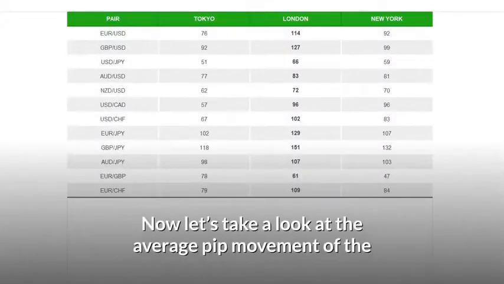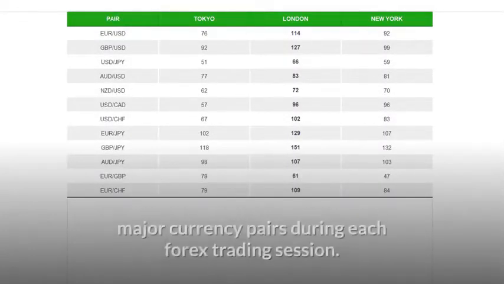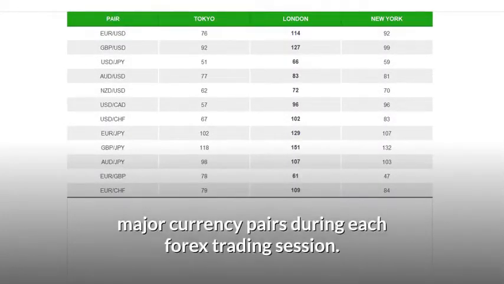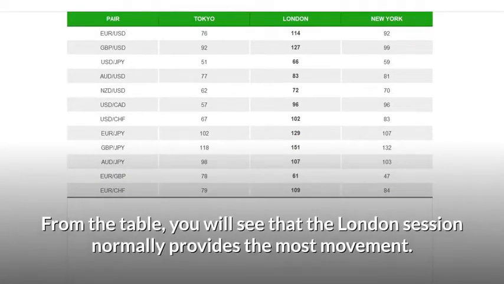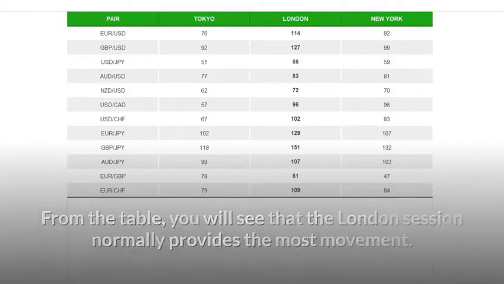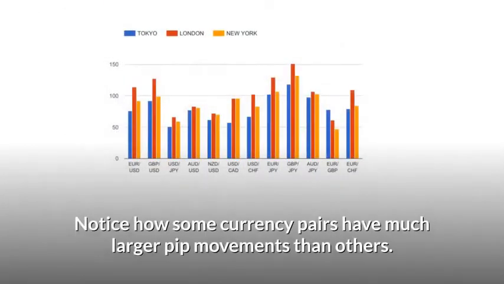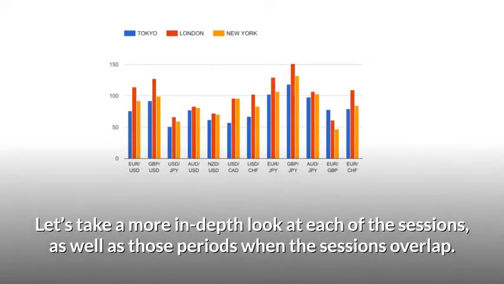Now let's take a look at the average pip movement of the major currency pairs during each Forex trading session. From the table, you will see that the London session normally provides the most movement. Notice how some currency pairs have much larger pip movements than others. Let's take a more in-depth look at each of the sessions, as well as those periods when the sessions overlap.